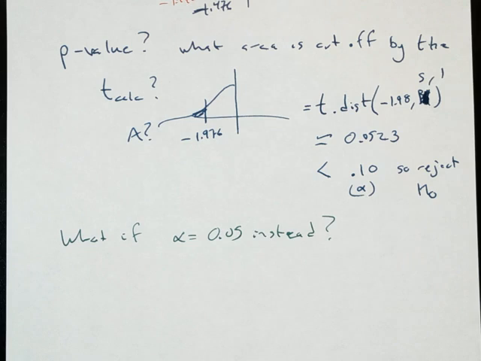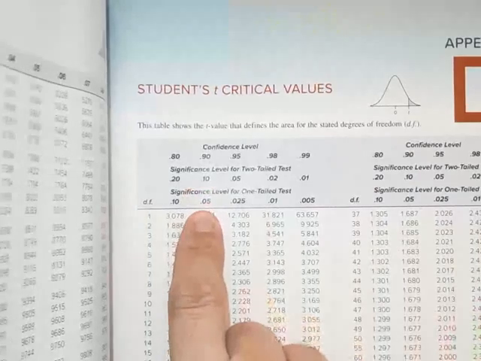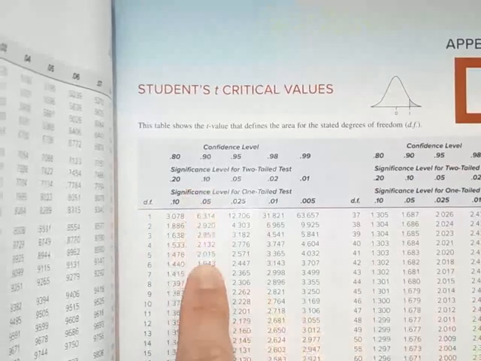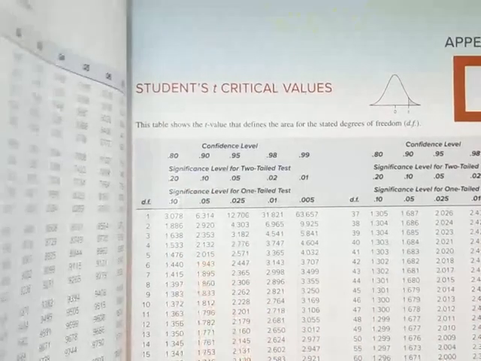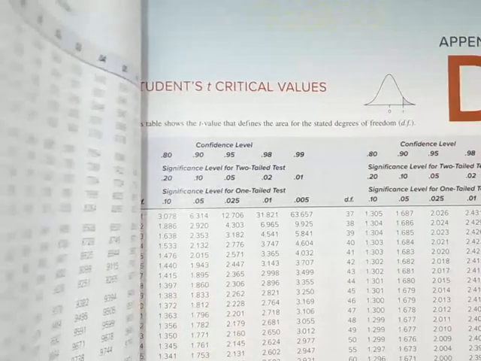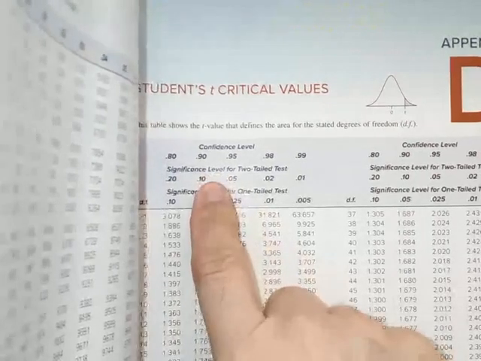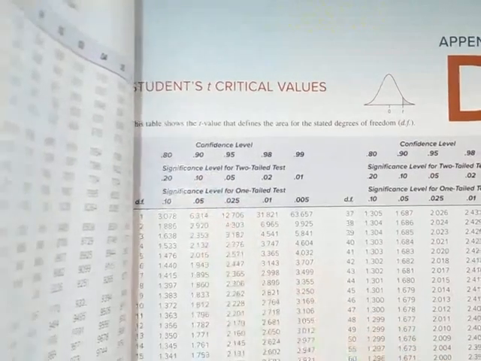Because when I go to the two-tail test, that's the same as 0.05 on the one-tail test. So I get a different number. Why? Because it's two tails, so half of that 10 is down here and half of that 10 is up here. And that's why the 0.10 on the two-tail is 0.05 on one tail.